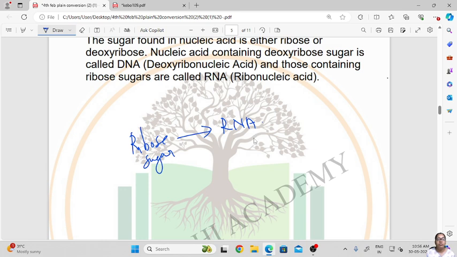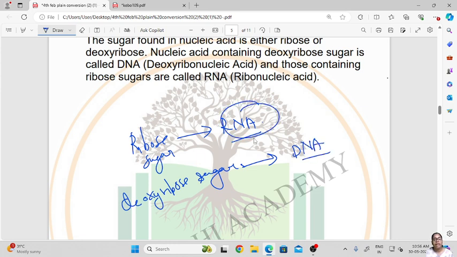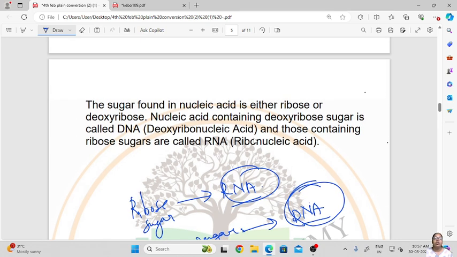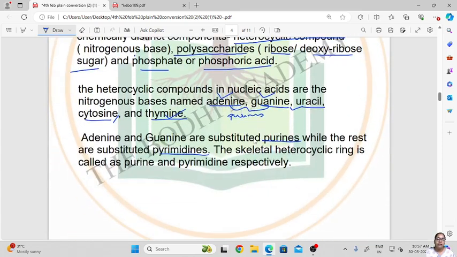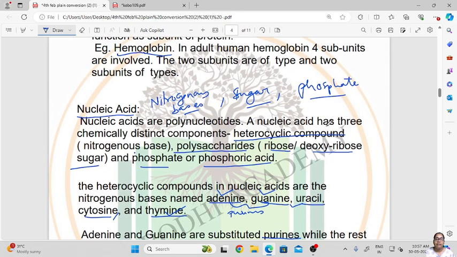And if the nucleic acid consists of deoxyribose sugar, then it is called DNA. So nucleic acids are of two types, that is DNA or RNA, and that depends on the type of sugar the nucleic acid consists of. And this sugar and the nitrogenous bases are held together by phosphodiester bonds. So this is the function of the phosphate, which is the third component present in the nucleic acid.